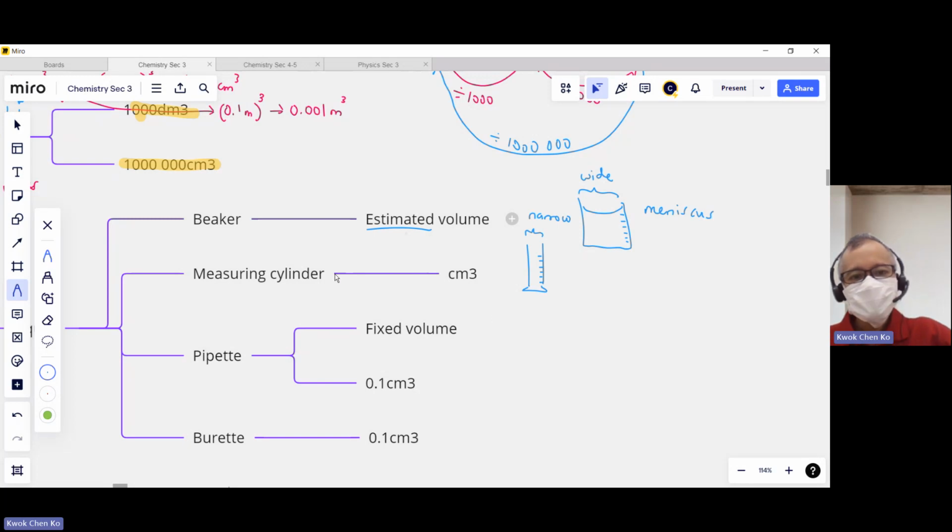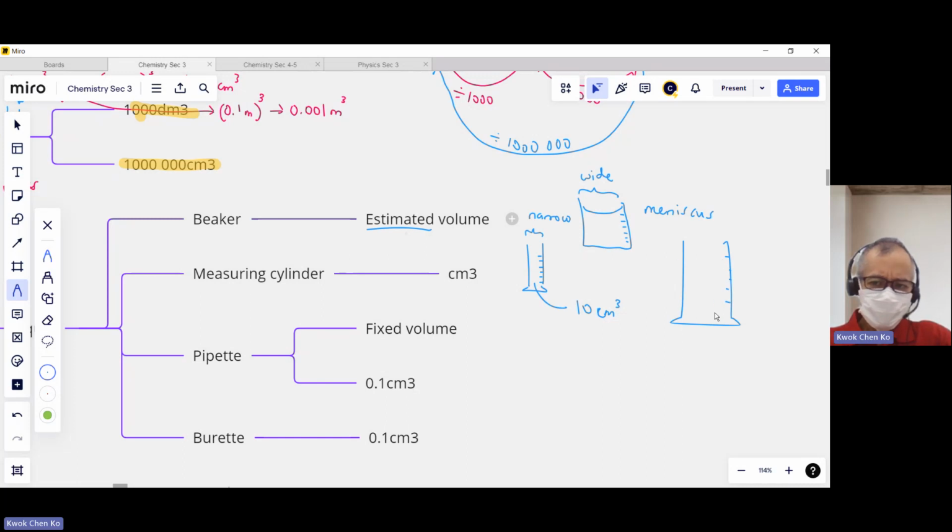Now, just one question. How much can a measuring cylinder measure? Well, I think it all depends. Since you guys are not here today in the classroom, I can't exactly show you that easily. But obviously, there are very small ones. Perhaps this one can only measure up to 10 cm cube. But of course, there are also really large ones.